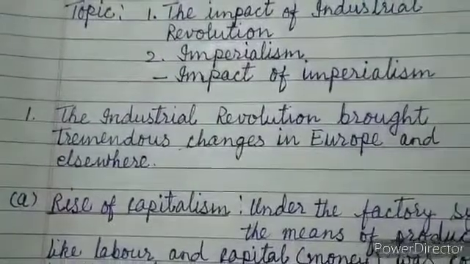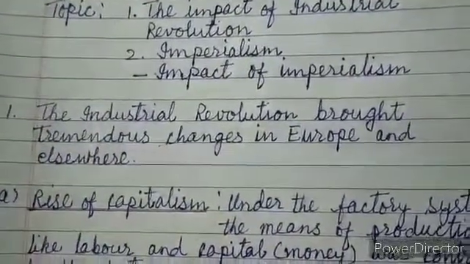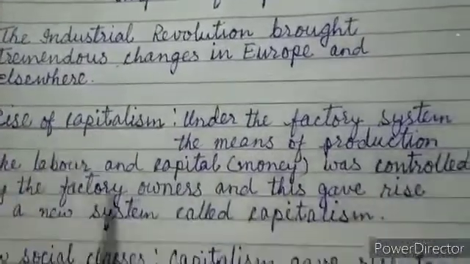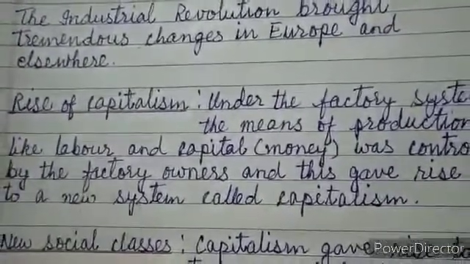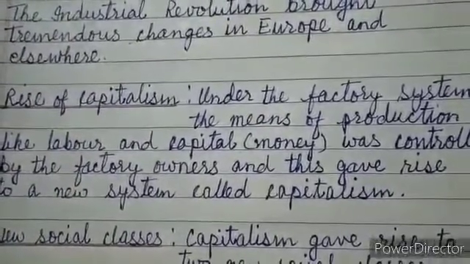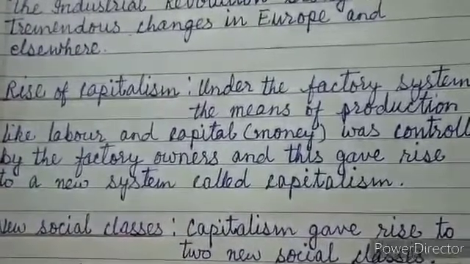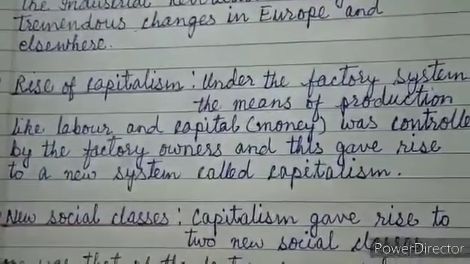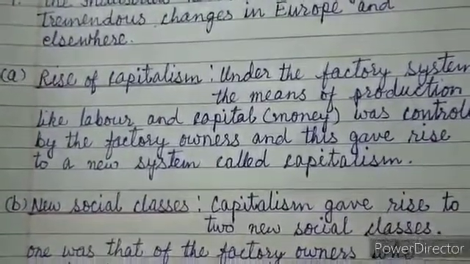So first let me tell you, children, the Industrial Revolution brought tremendous changes in Europe and elsewhere. The first change it brought is the rise of capitalism. Under the factory system, the means of production, like labor and capital, meaning money, was controlled by the factory owners, and this gave rise to a new system called capitalism.